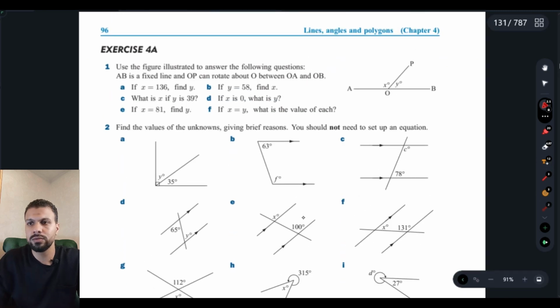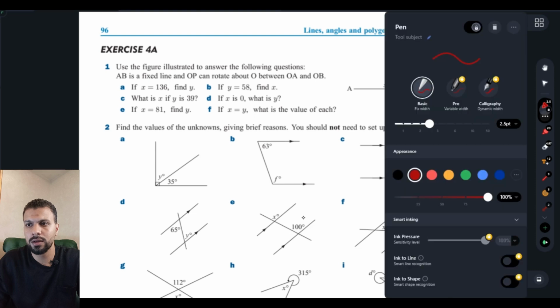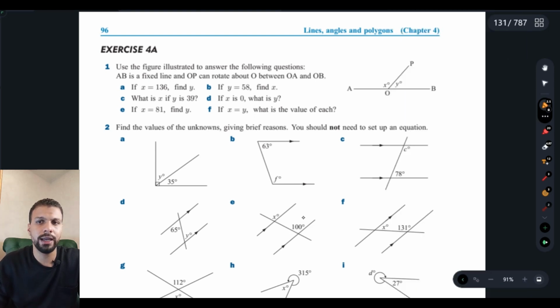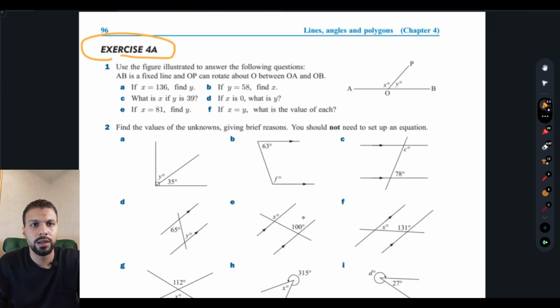Right now, we will check exercise 4A, and you have homework. Exercise 4A, first question: use the figure illustrated to answer the following questions.